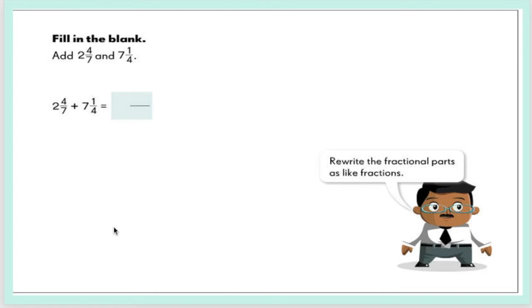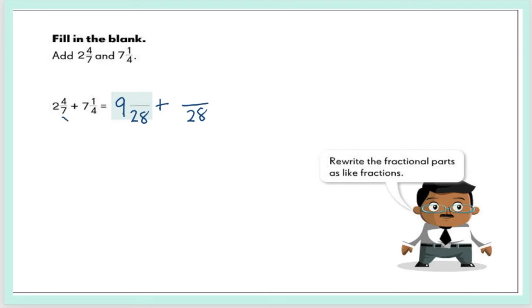Let's move on. 2 and 4/7 and 7 and 1/4. Let's add them together. 2 plus 7 is equal to 9. Rename the fractional parts. What is the common multiple of 7 and 4? It's 28. So let's put 28 as the denominator.